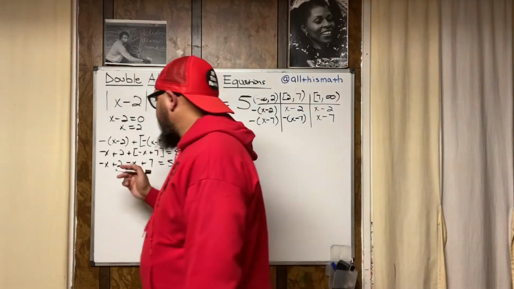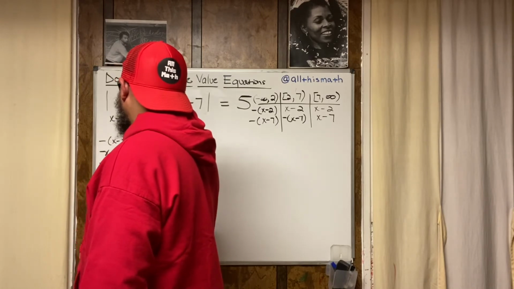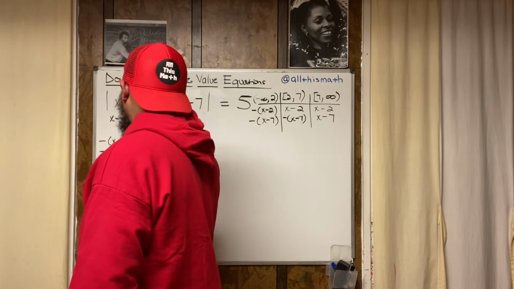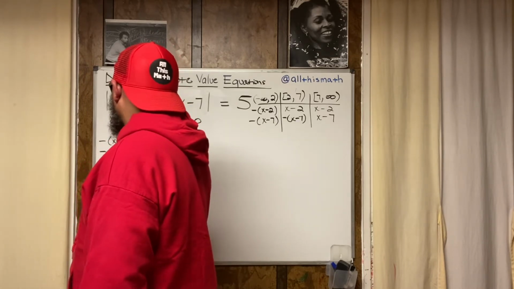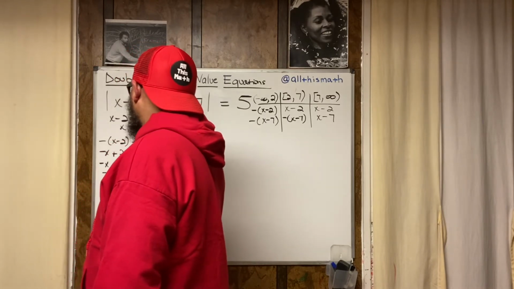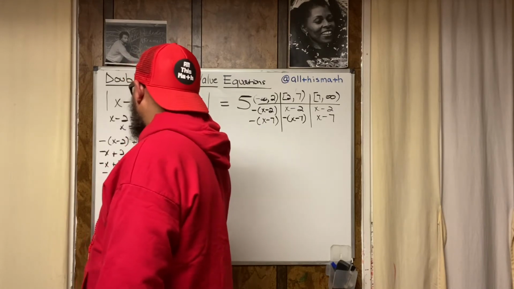I'm going to combine these negative x's. That's going to give me negative 2x. I'm going to do the 2 plus the 7. That's going to give me 9 is equal to 5. And then I'm going to do minus 9 and minus 9. Boom, boom. Negative 2x is equal to negative 4. Divide by negative 2 on both sides. And I got x equals positive 2.